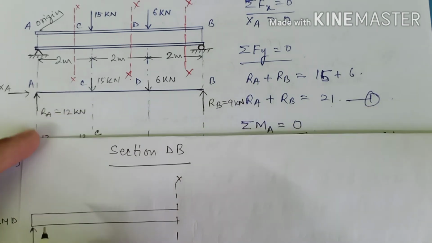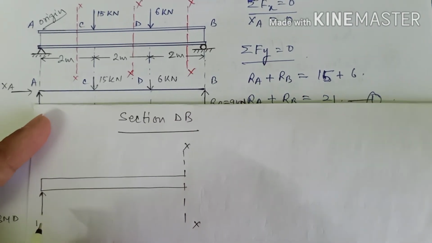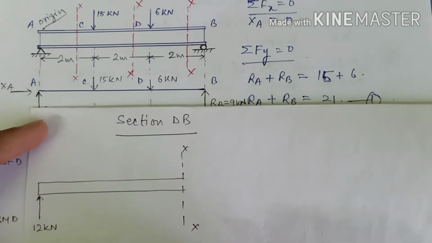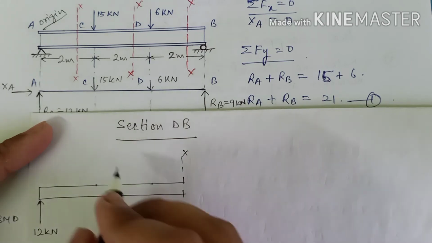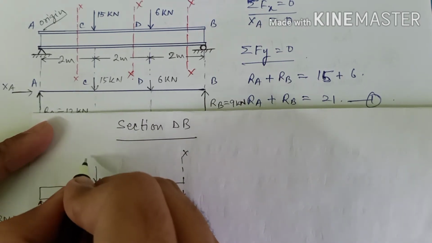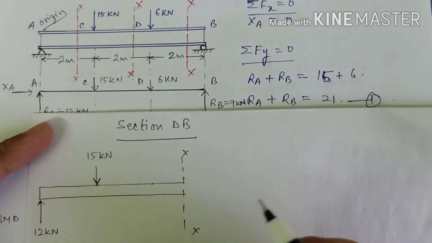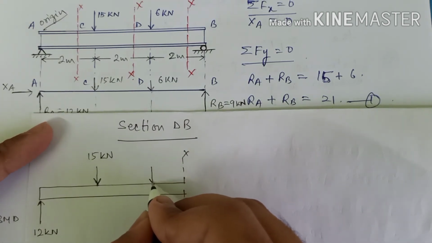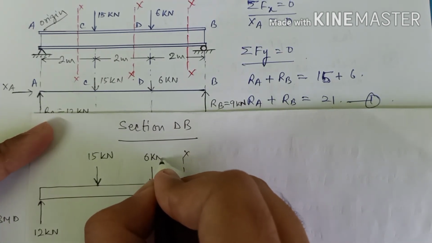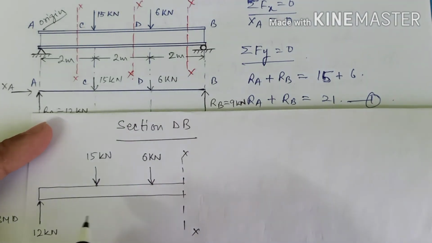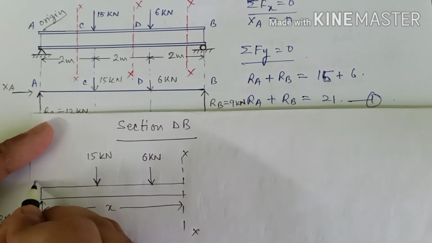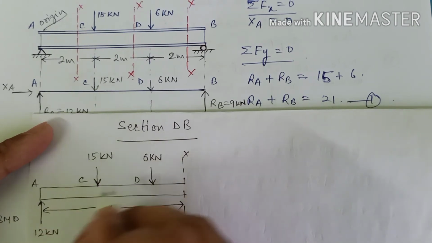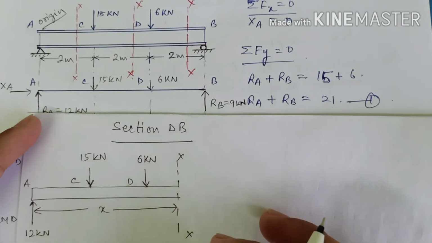Here we had RA, that is 12 kilonewton. I'm just writing the values, okay? 12 kilonewton, okay? And this is our point C, this is our point D, let us suppose. So at point C we had 15 kilonewton, and at point D we had 6 kilonewtons, right? And let us assume that the section is at a distance x from the origin, that is point A. Fine.